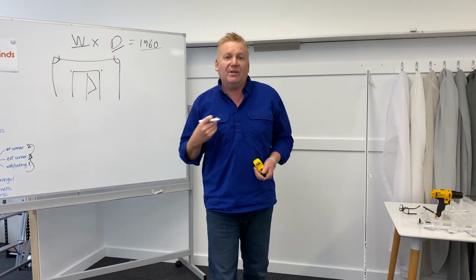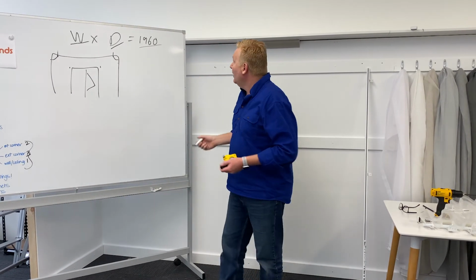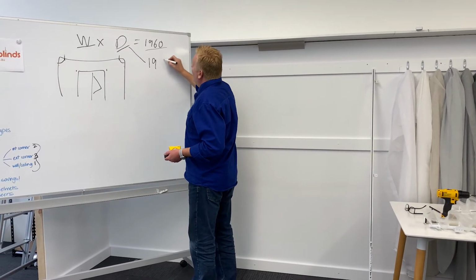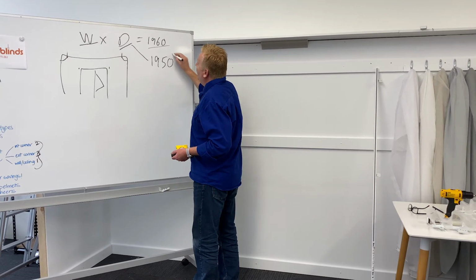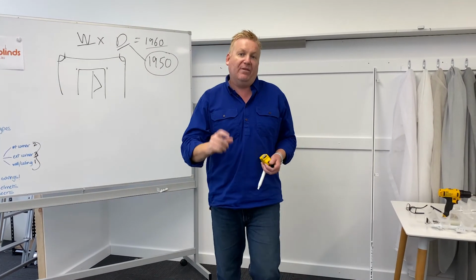But I personally don't like that. I like to sit the curtain maybe 10 millimeters above the floor. So the drop measurement that I would give iSeek Blinds would be 1950 millimeters. All right, and that means that my curtain would sit 10 mils off the floor.